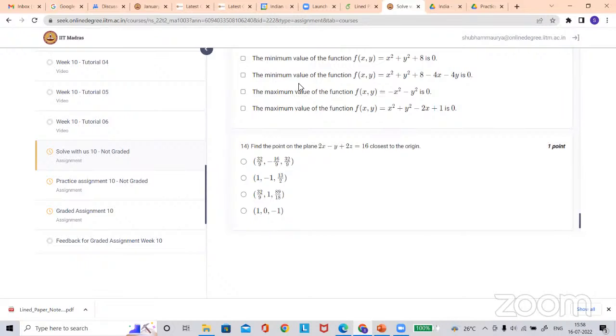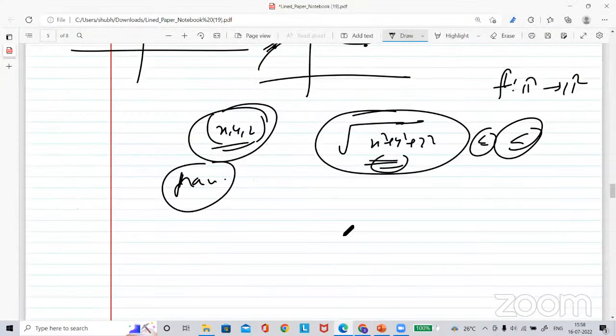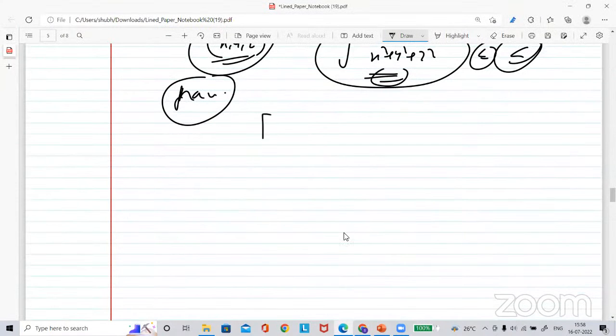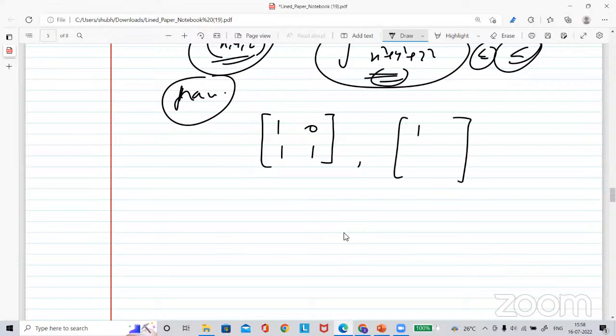Can I see the question? Yes, I'll tell the matrices, sir. The first matrix, I'm telling row wise, 1 0 1 1. It's a 2 cross 2 matrix. Second one is 1 1 0 1. And third one is 1 0 0 1, that is 1 0 and 0 1.